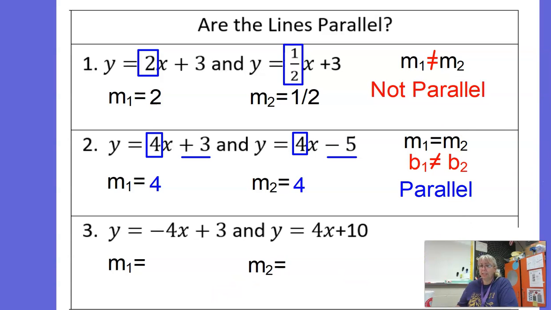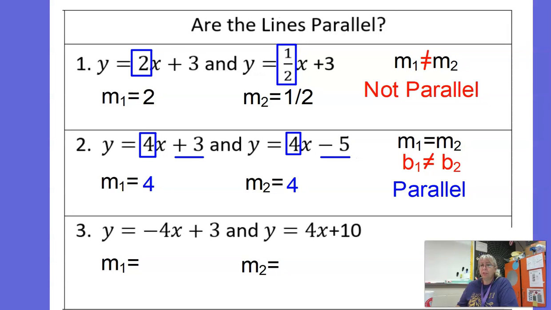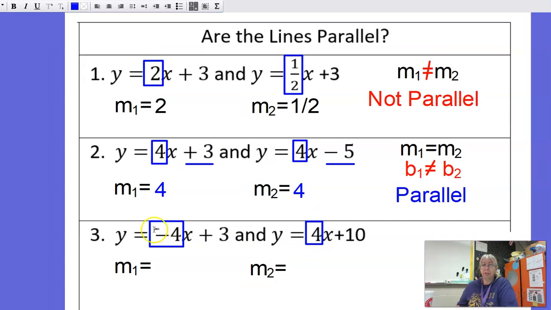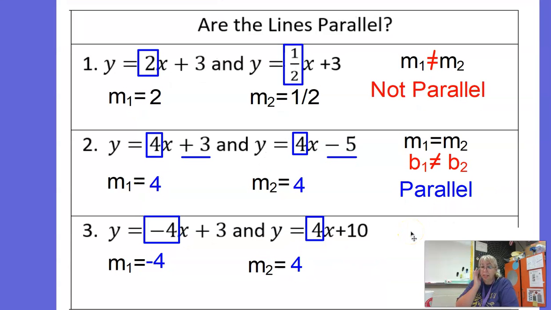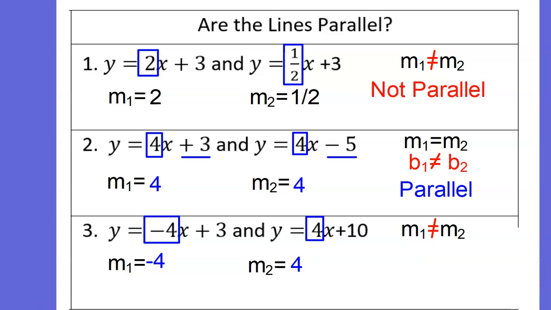And let's look at our last two. My first slope was -4, and my second slope was +4. So -4 and +4. Now we need to be careful here, because a lot of students will look at this and say, well, they're both 4s, so they're the same. But they're actually different. There is a big difference between a -4 and a +4. So these two lines are not parallel.